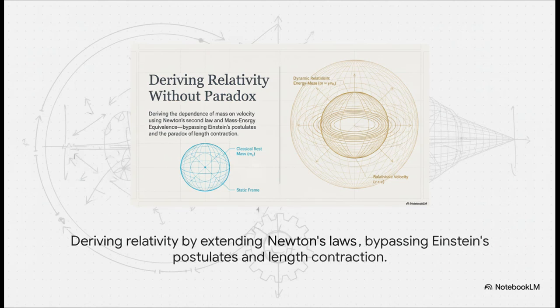What if I told you that we could get to one of the most fundamental results of Einstein's special relativity, but without using any of his postulates? No weird paradoxes, no warping of space or time, just pure classical Newtonian mechanics. Well, get ready, because we're about to uncover a path to relativity that's been hiding in plain sight this whole time.